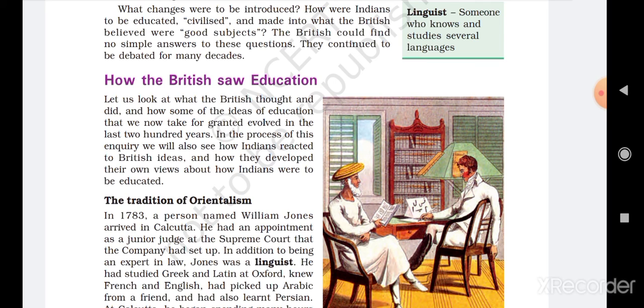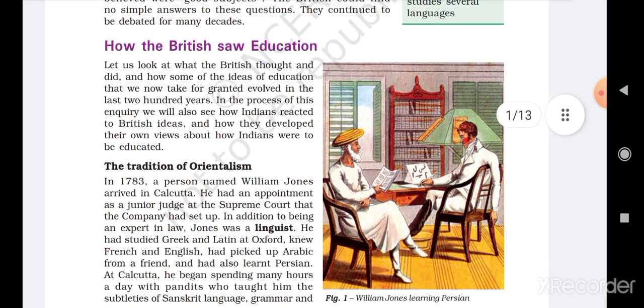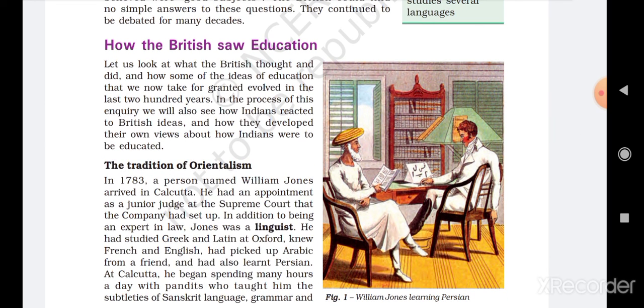In the process of this inquiry, we will also see how Indians reacted to British ideas, and how they developed their own views about how Indians were to be educated. We are also going to study the point of view of the Britishers, how they saw Indians and how they thought Indians should be educated. We will also see the Indians' reaction to each idea or inquiry related to education made by the Britishers. Whether the reactions of Indians were good or bad, we will get to know in this chapter. Okay, I hope you got this.